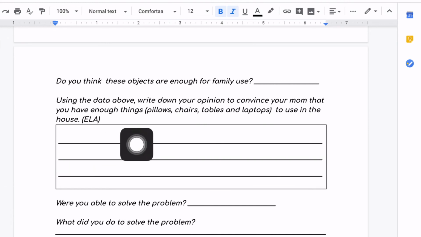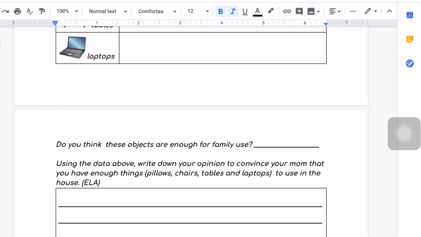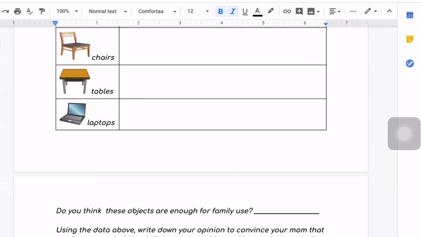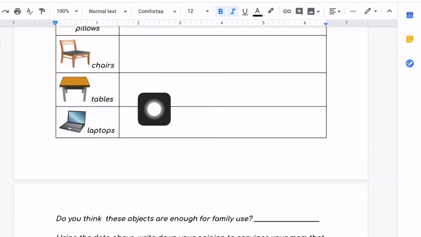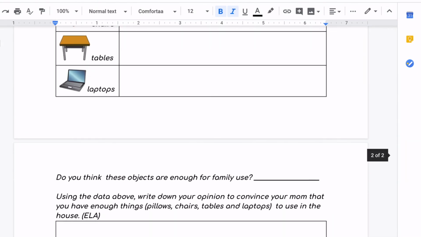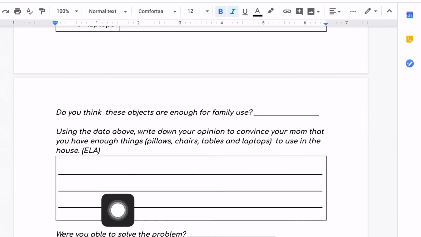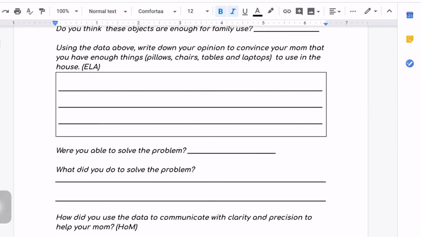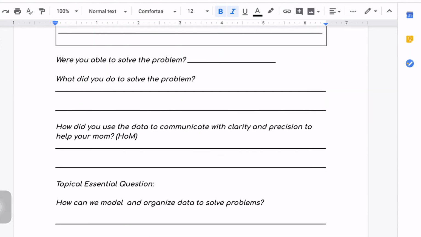How about the chairs, tables, and laptops? We have enough laptops because it is just me who's using the laptop. Other people are not using it. I don't know about you, so I want you to reason out. I want you to use the data. Okay? Use your data here for you to explain in your writing here. You do not just say, I think it's enough. Use the numbers above. Okay? Alright, so I hope that's clear.